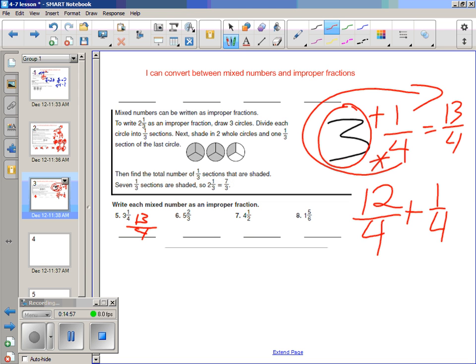I want you to try the other 3 right now. I want you to be able to tell me for number 6, 5 is equal to how many thirds? How many thirds is just 5 equal to? 4 is equal to how many halves? How many halves is 4 equal to? And you should be able to answer that question if you're going to use this times this added to that.